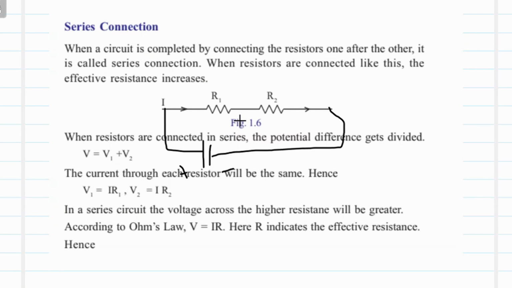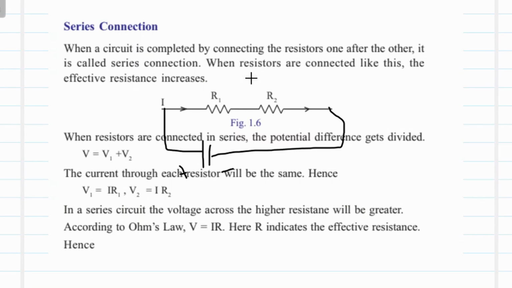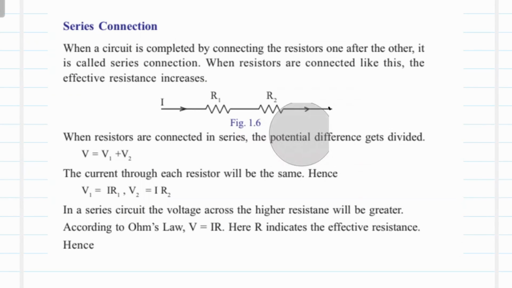Just imagine here there are two resistors. If there is only one resistor, we can calculate what current will pass through the circuit. But here we are connecting two resistors, and we don't know the total resistance. So we have to know how much the total resistance in this circuit is. That is the effective resistance. If we connect like this in series connection, the effective resistance will increase. How? We have to know that.